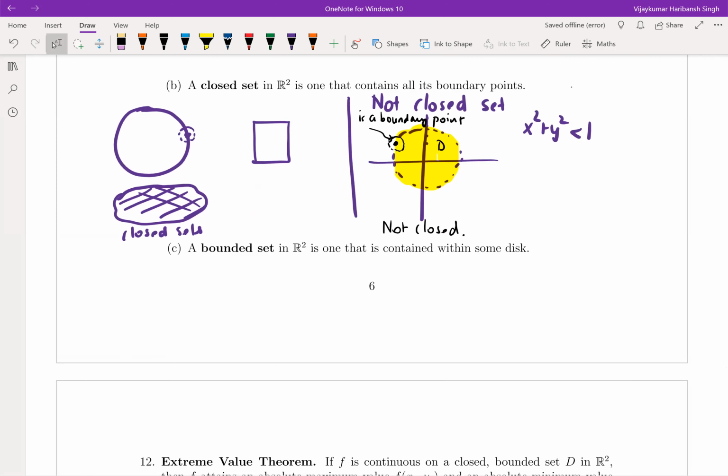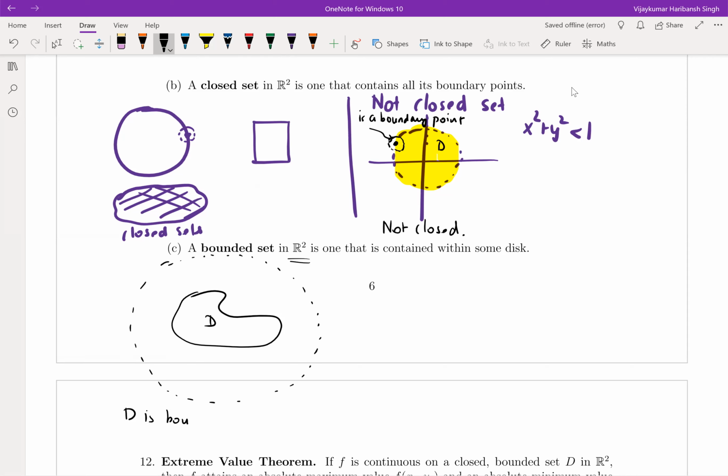Similarly, we have the concept of a bounded set. A bounded set in R2 is a set which is contained within some disk. This set, for example, is bounded. Why? Because I can draw a disk in which this set is contained. This should be thought of as a circle with the boundary removed. So D is a bounded set in R2. Now, for example, what is not a bounded set? Take, for example, in R2, the x-axis.